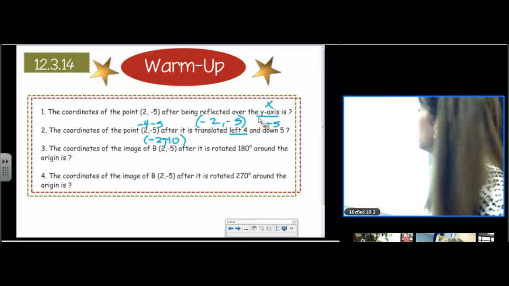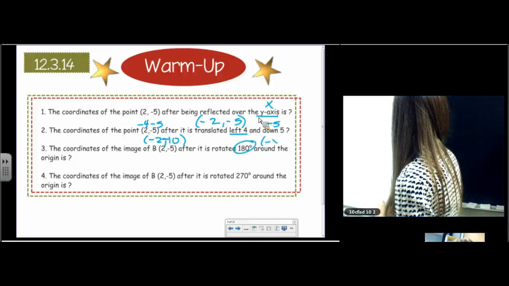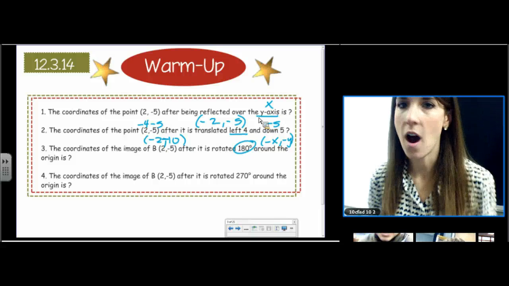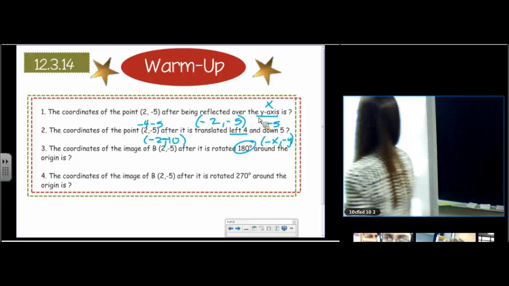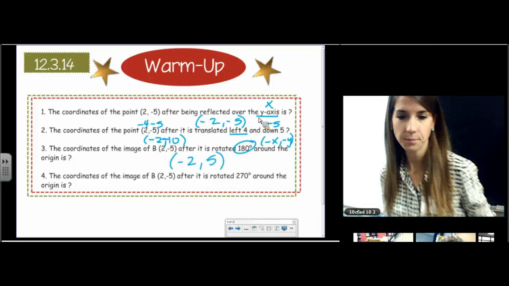Next one is Quan. Thank you, Quan. So when you're rotating 180 degrees, you have to know the rule. You simply just take the coordinates and you give them the opposite sign. You take the opposite of each coordinate. So 2 becomes -2, -5 becomes 5.